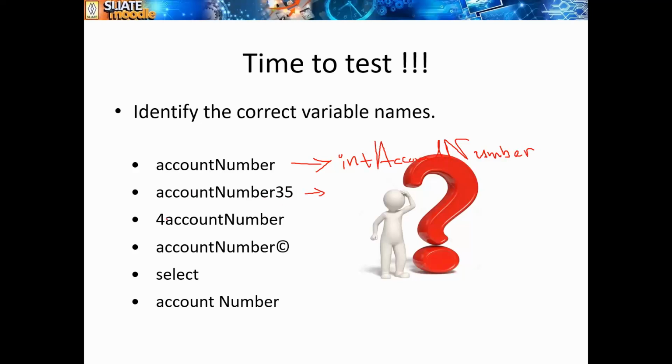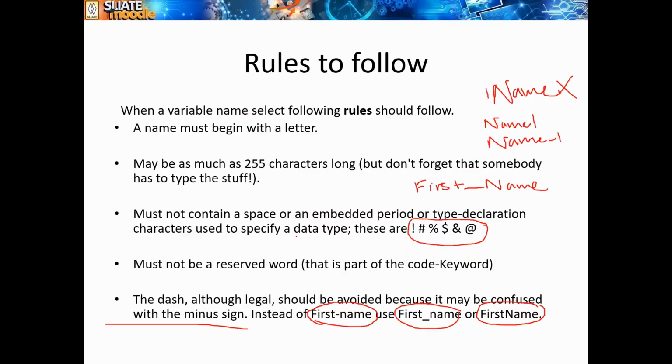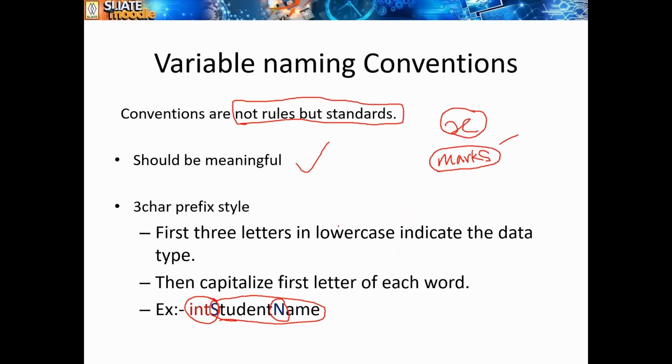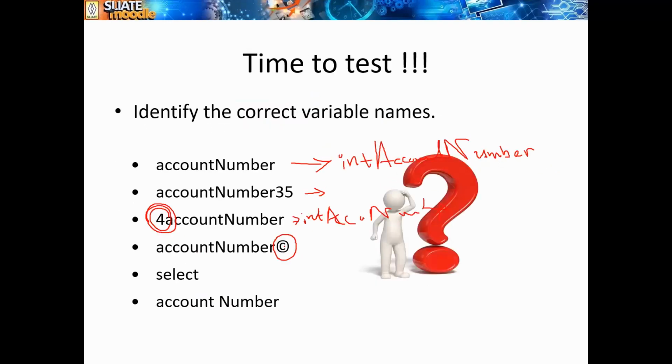And this will not be possible, because in the rule we have stated it should not start with a number, right? Here it has started with a number. If you want to change it, you can put it somewhere at the end. For an example, you can say int, then account number, and finally you can mention 4, like that. And here this is not possible, right? We can't use that copyright symbol, so you will have to remove that.